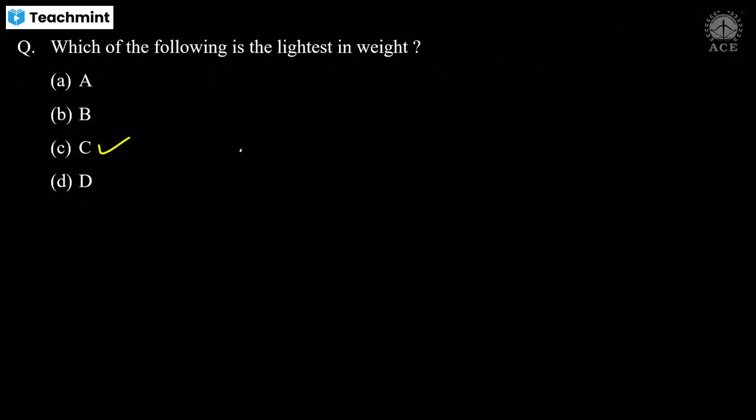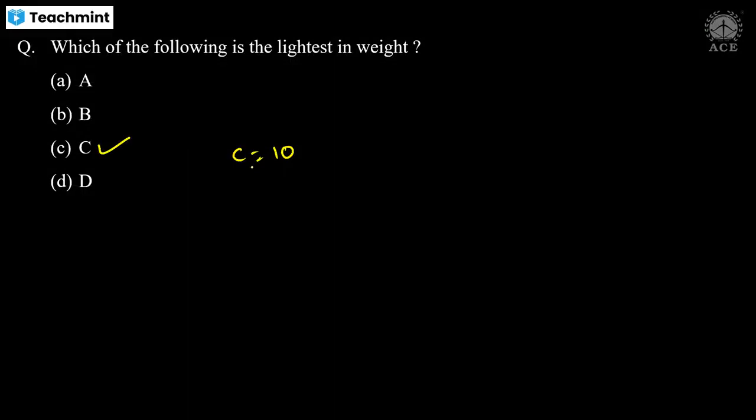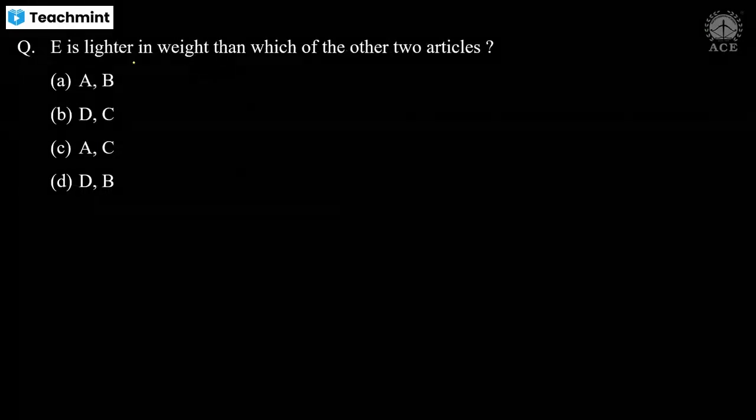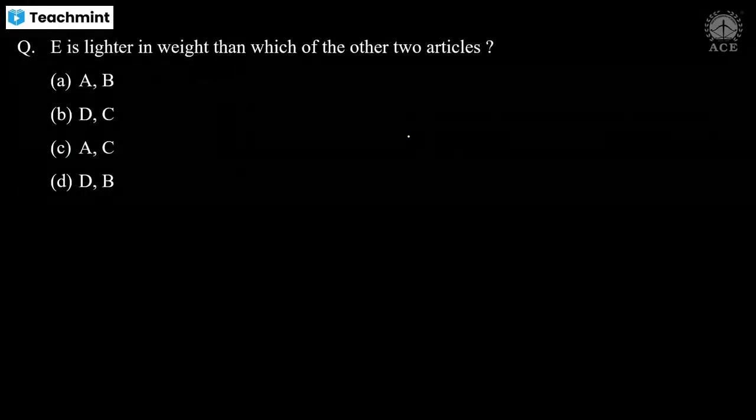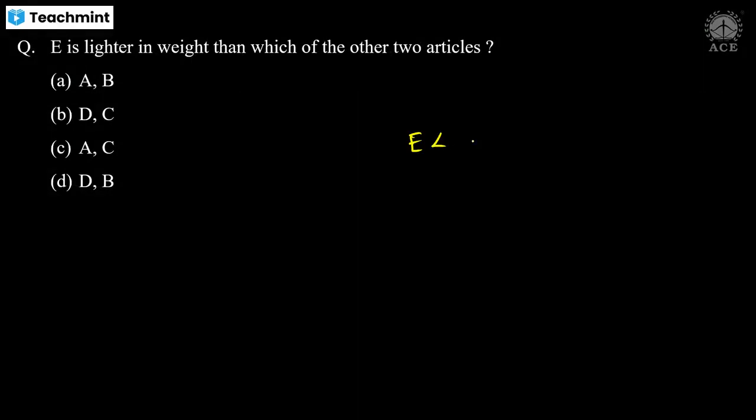Lightest is C, which is nothing but 10. Next question. E is lighter than which? E is lighter than A and B. E is less than A. E is less than B also. B is 45. E is 40 only.